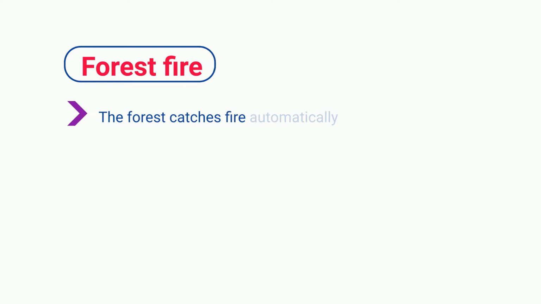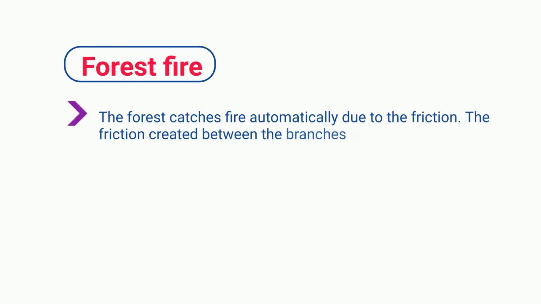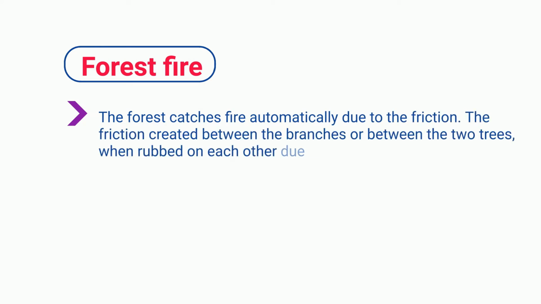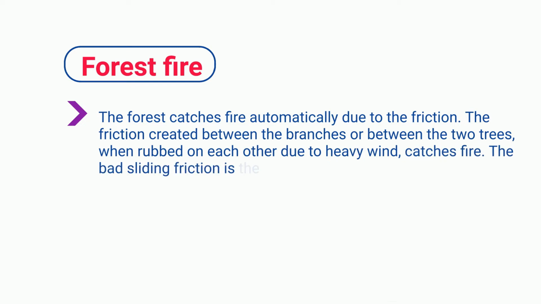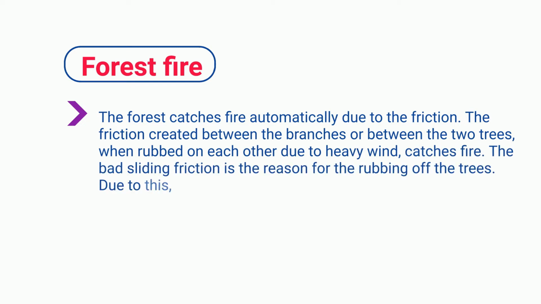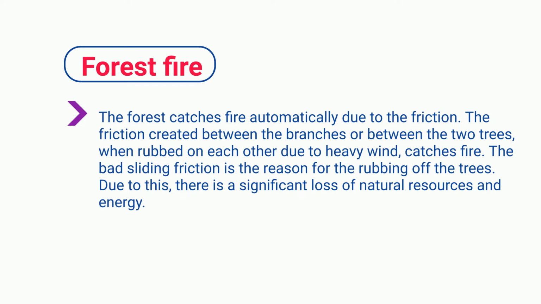Forest fire. The forest catches fire automatically due to friction. The friction created between the branches or between two trees, when rubbed on each other due to heavy wind, catches fire. The bad sliding friction is the reason for the rubbing of the trees. Due to this, there is a significant loss of natural resources and energy.